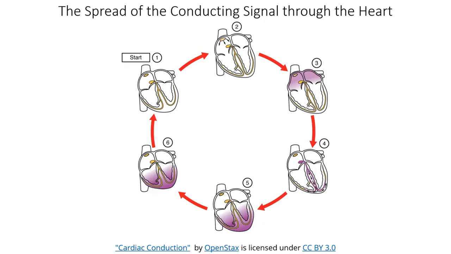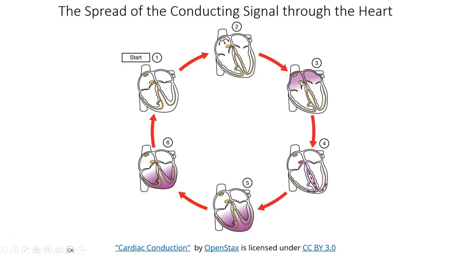So this is how that conduction signal spreads through the heart here. Starting over here at 1, this is when the heart is at rest briefly. Once that sinoatrial node initiates its contraction over here, we've got those little arrows starting to go out. It's going to initiate that electrical signal, the action potential, sweeping across the atria. And then it's going to reach that atrioventricular node over here.